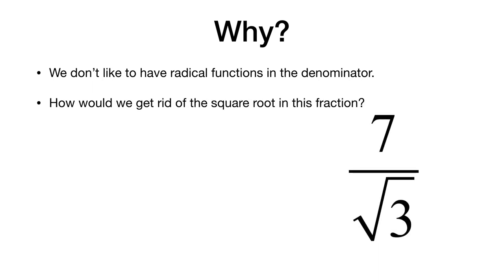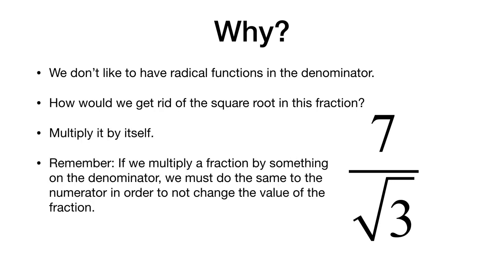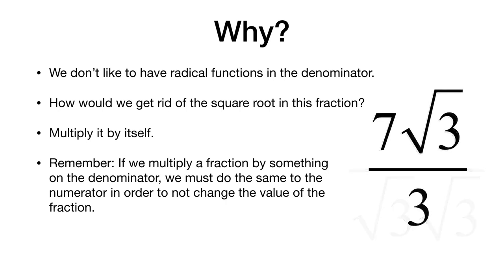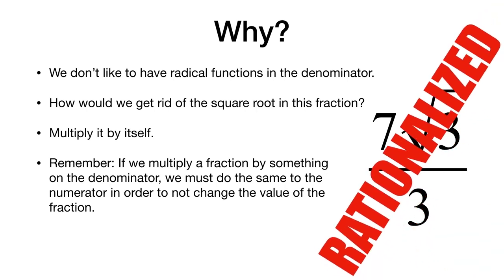Well, if we take the square root and we multiply it by itself. Now, you need to remember, if we multiply a fraction by something in the denominator, we have to do the same in the numerator in order to not change the value of the fraction. So 7 square roots of 3 over the square root of 3 times itself becomes 7 square roots of 3 over 3. And we can say that that is rationalized.